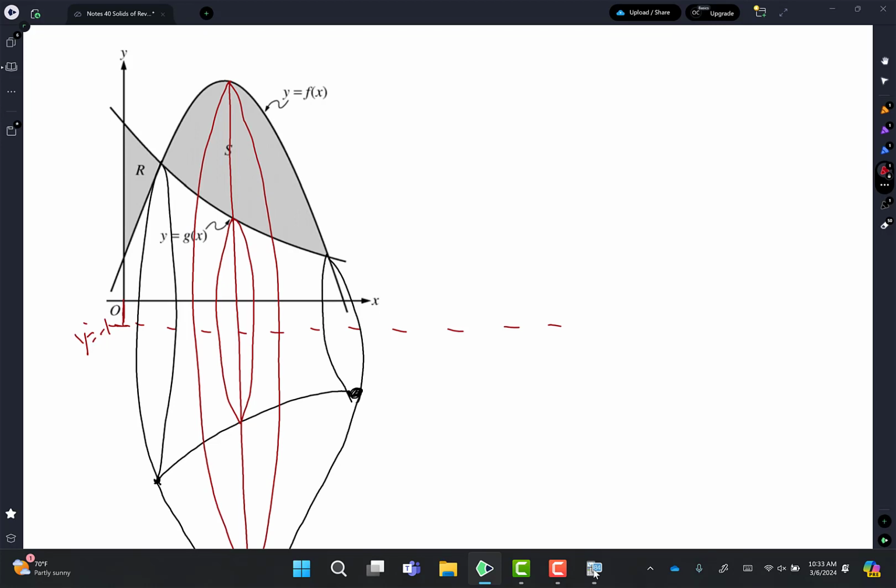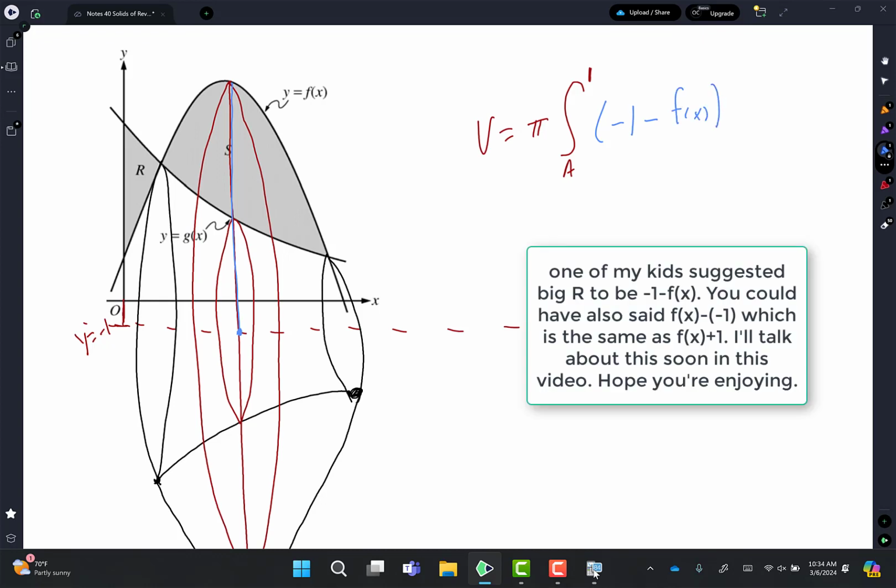All right, here we go. It's a washer, guys. Volume equals pi on the outside. Integral from what to what? A to 1. And now I need big R. The big R, let's focus, guys. The big R is the distance from the axis of revolution all the way to the top of that curve. -1 minus f of x. Close it, put a squared.